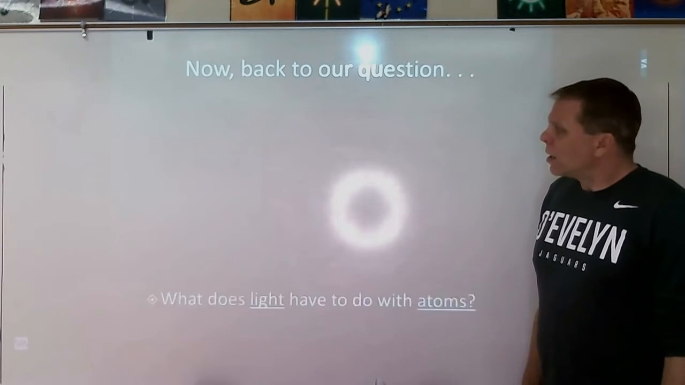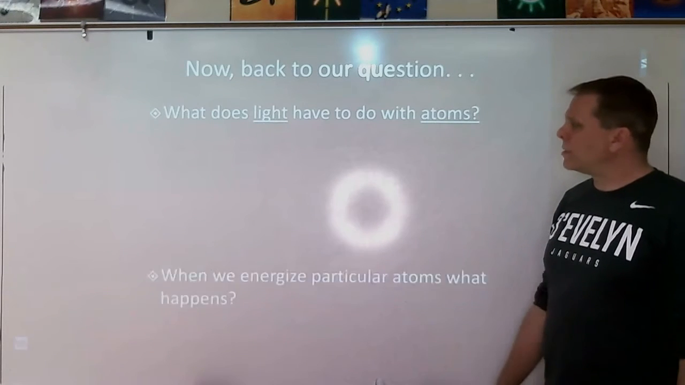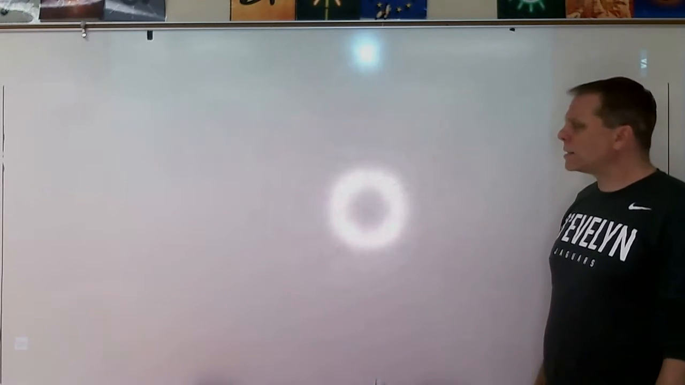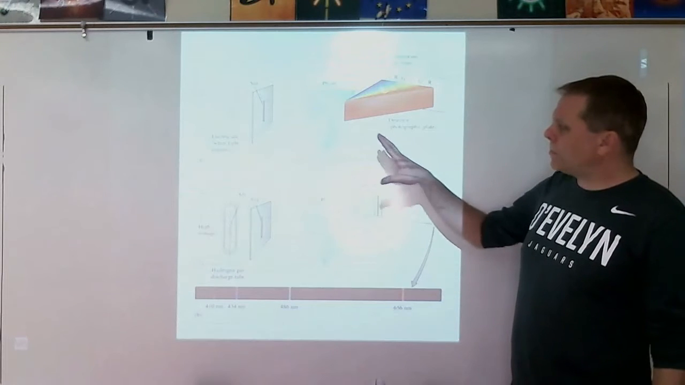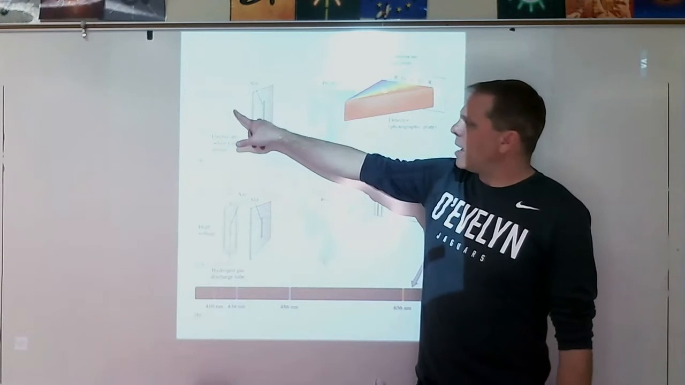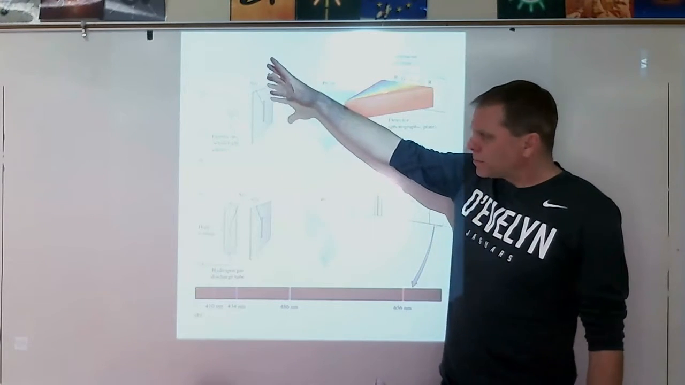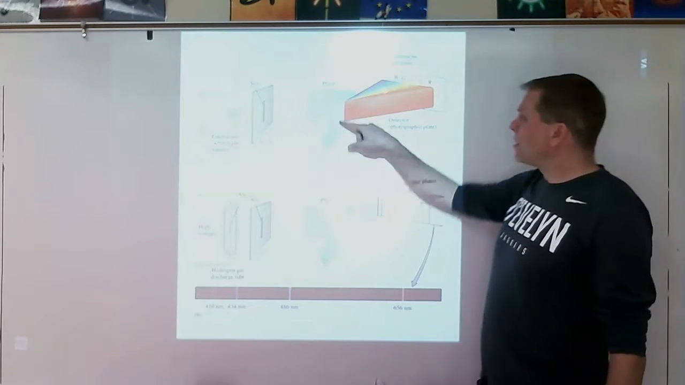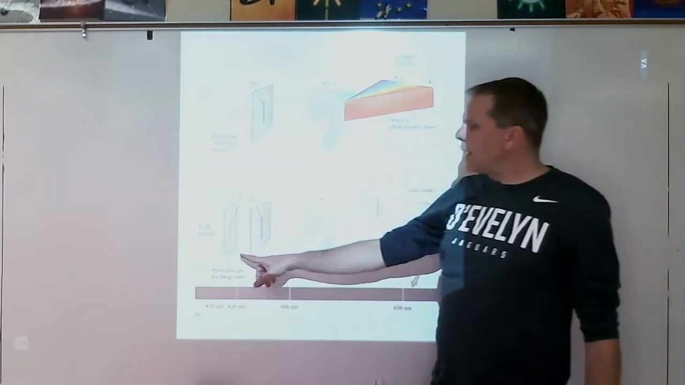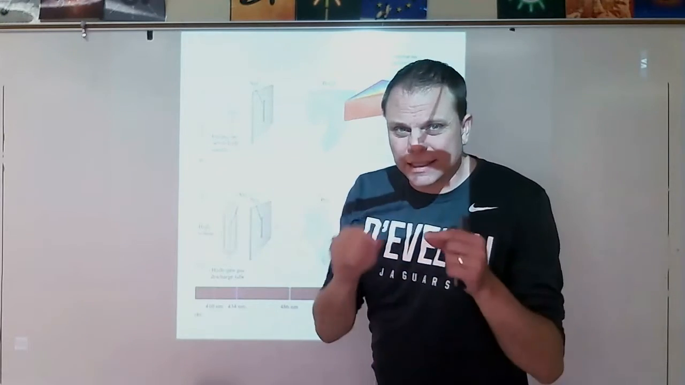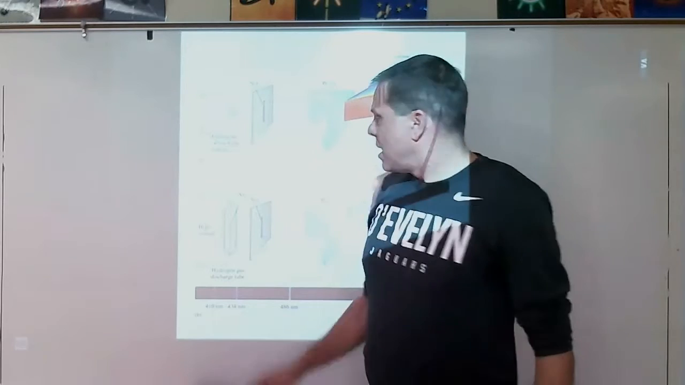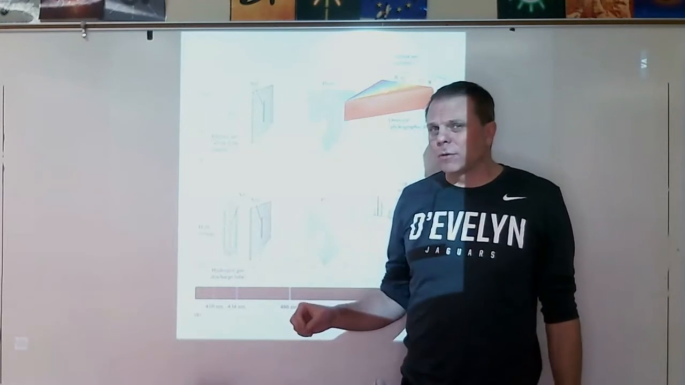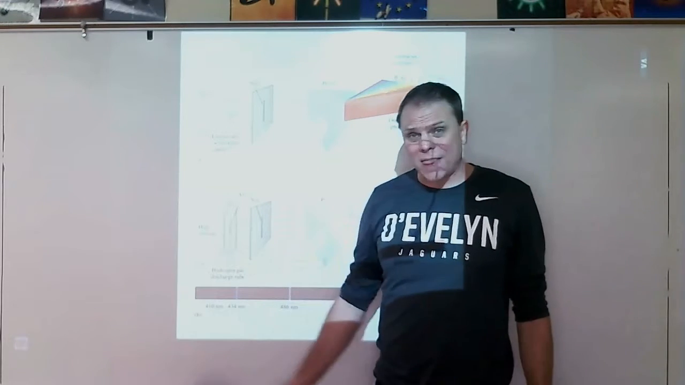So going back to our original question, what does light have to do with atoms? Let's talk about it a little bit more in detail. When we energize particular atoms, what's going to happen? What they did is they had a general white light source. They emitted white light, and they got the full spectrum. But then they decided, let's not just take this general thing, let's take specific elements. So they took some hydrogen gas, and this little tube is only filled with hydrogen gas, and then they electrified that.